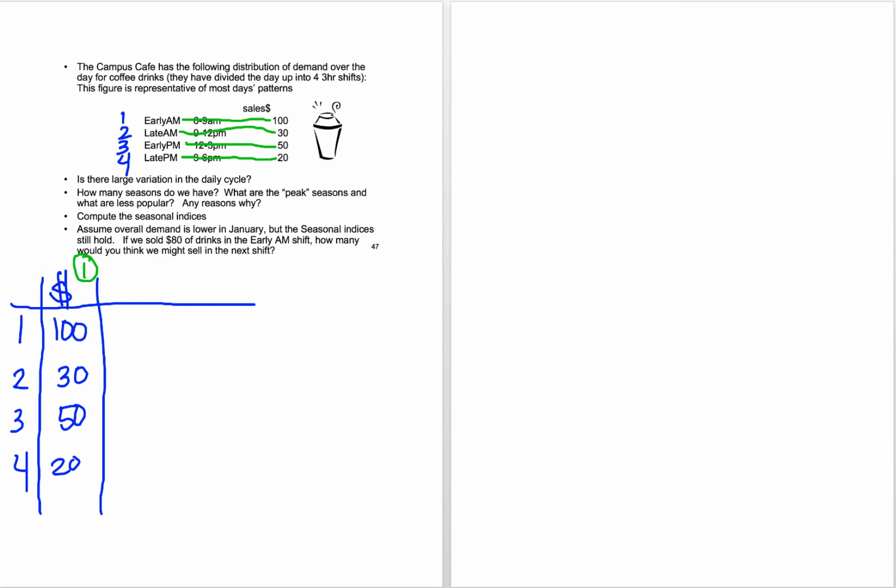Step 2 of the direction tells us to compute the overall average. And so in order to do that, we merely add these numbers together, which gives us 200 divided by 4, and that equals 50. So step 2 of the direction is 50.